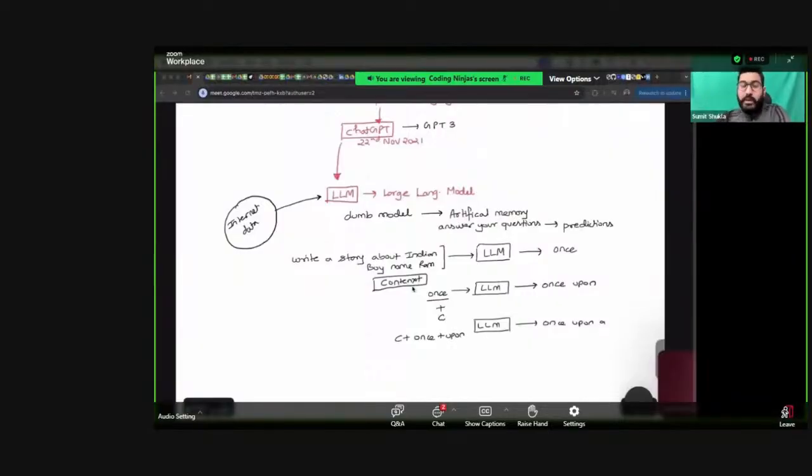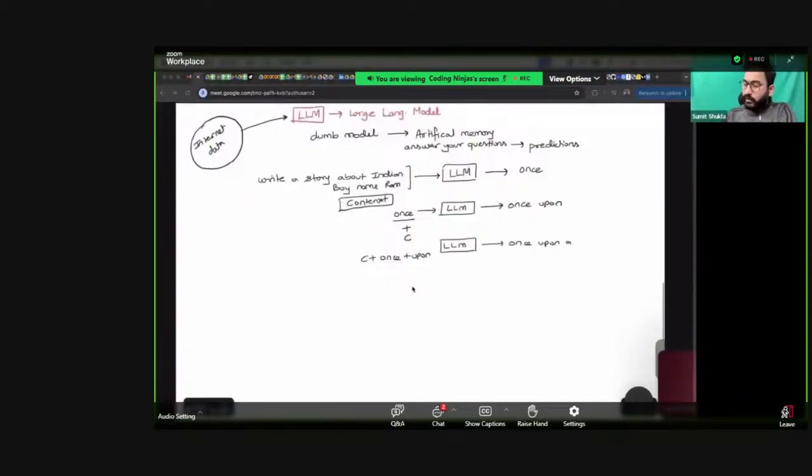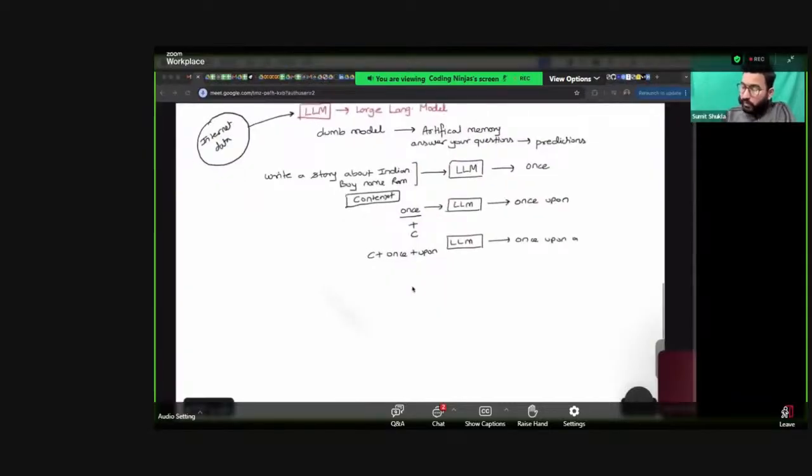It was not able to reason. It was only able to predict the next token. The major problem was it was not able to reason, and it was limited to a knowledge cutoff.